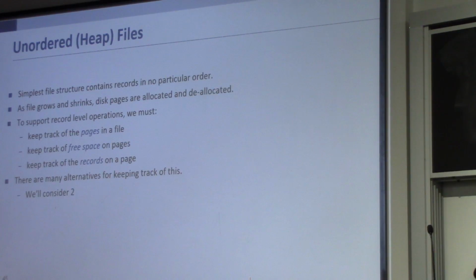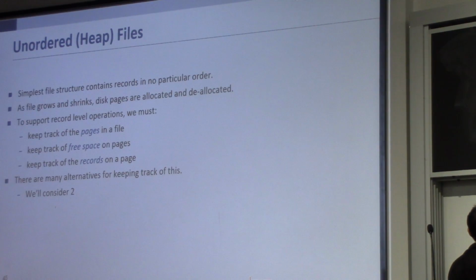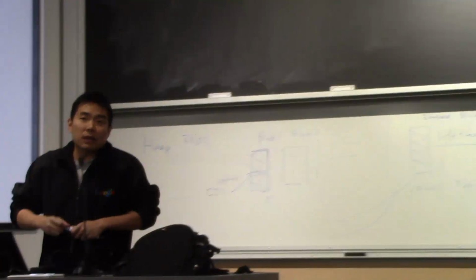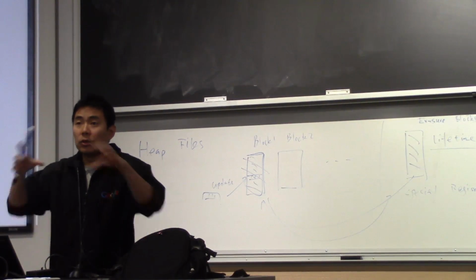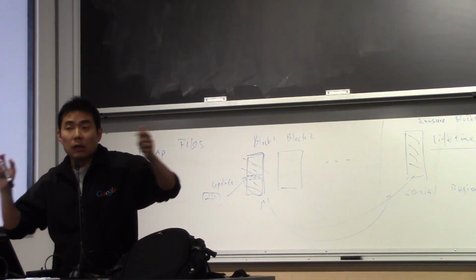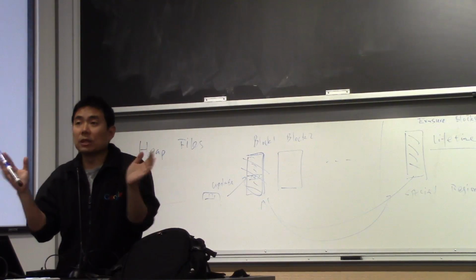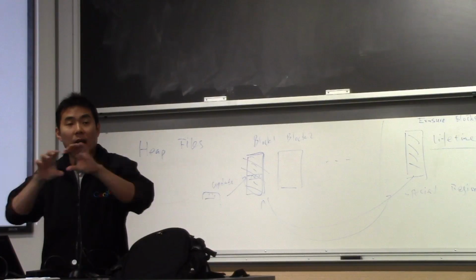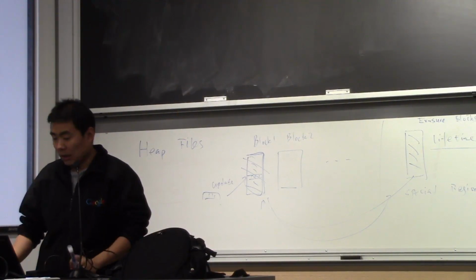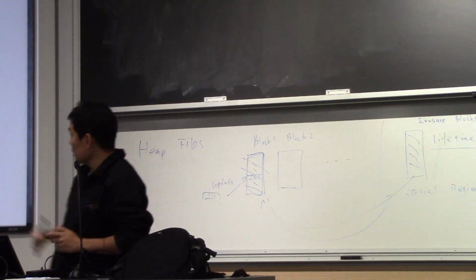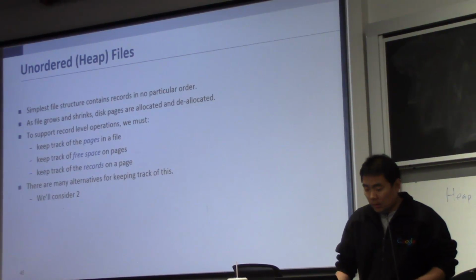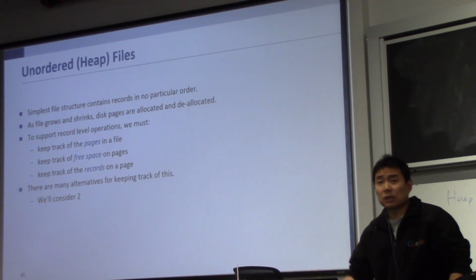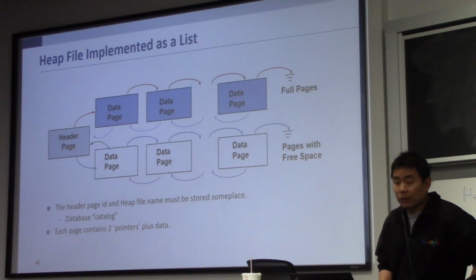We're going to focus on this particular thing called heap files. A heap file is a very rudimentary organization used by the DBMS to organize a collection of pages. In particular, a heap file is unsorted, meaning those pages are just randomly grouped together without any particular semantics or order. That's the high-level idea of a heap file. A heap file needs to support the following record-level operations: keep track of pages in the file, keep track of free space on each page, and keep track of records on a page. There are many different alternatives. We will consider two designs that are popular in many data management systems.